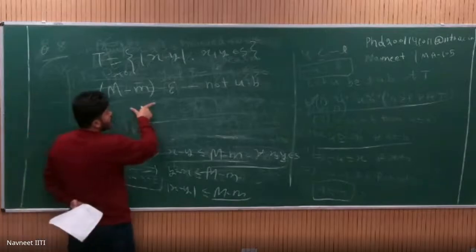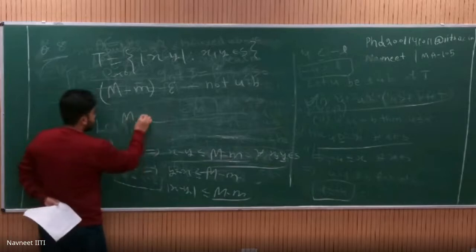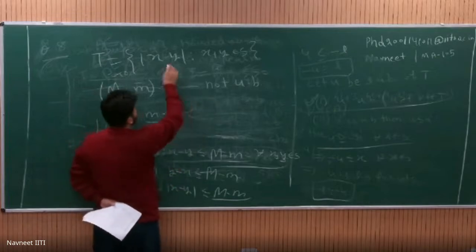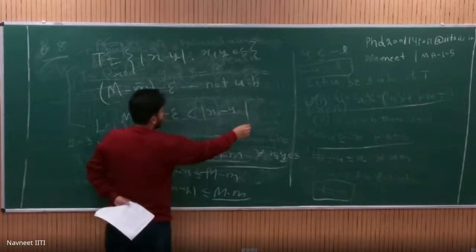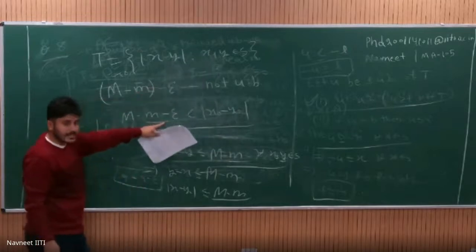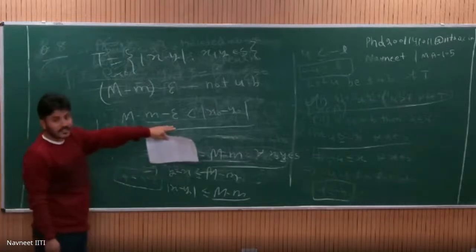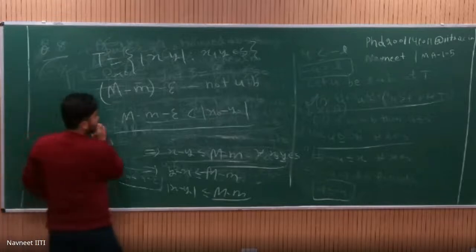Yes, sir. Okay. Now, if we want to show this is not an upper bound, what does it mean? We have to find that M minus epsilon is less than some number in this set, some number of the form x naught minus y naught. If I am able to find some element in this set for each epsilon greater than 0, then our job is done. It's clear or not? Yes, sir. Then how to find that number? That is the main thing actually. Okay, let's try to see.